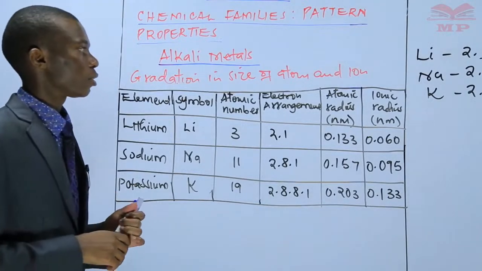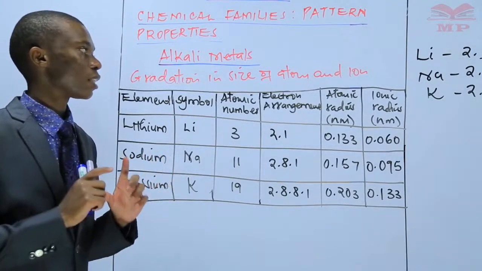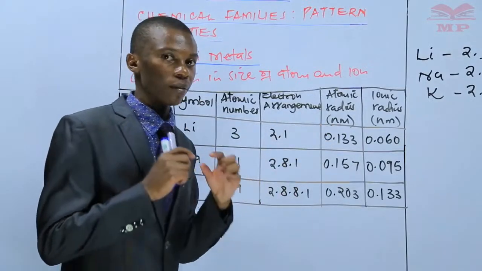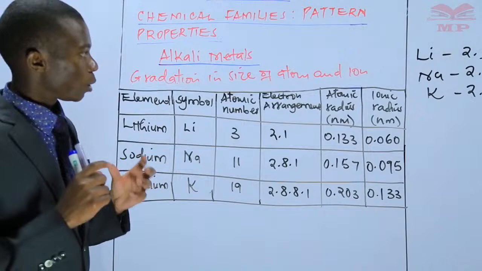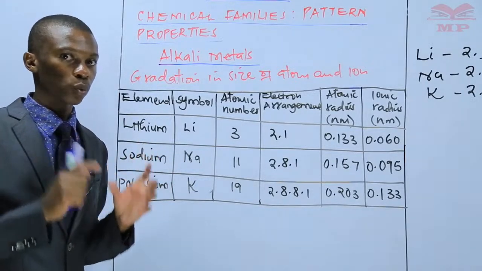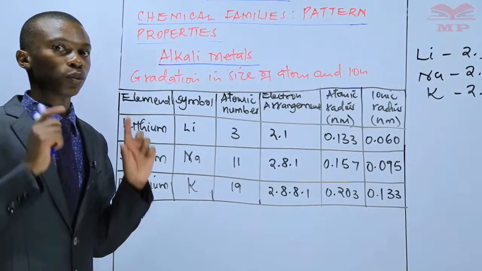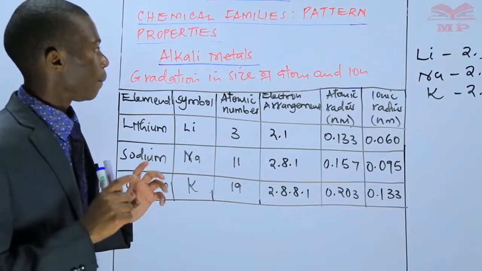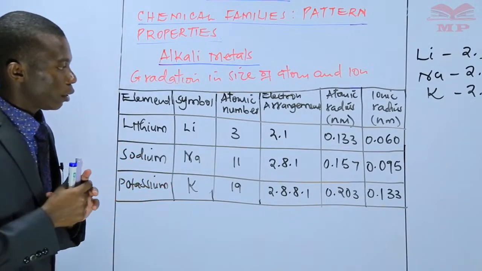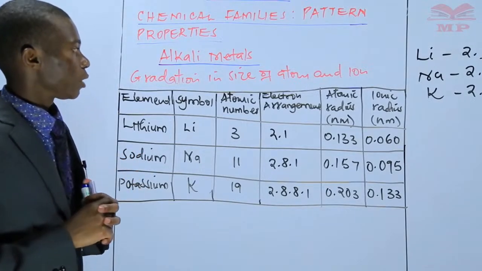Then we look at the atomic radius, that is the sizes of the atom and the ion. These ones are too small, and hence you cannot measure them in the laboratory because their sizes are too small. You can see the units of measurement, they are nanometers. Nanometers are very small units. It's too difficult to measure them unless under special places. So the atomic radius is measured in nanometers.